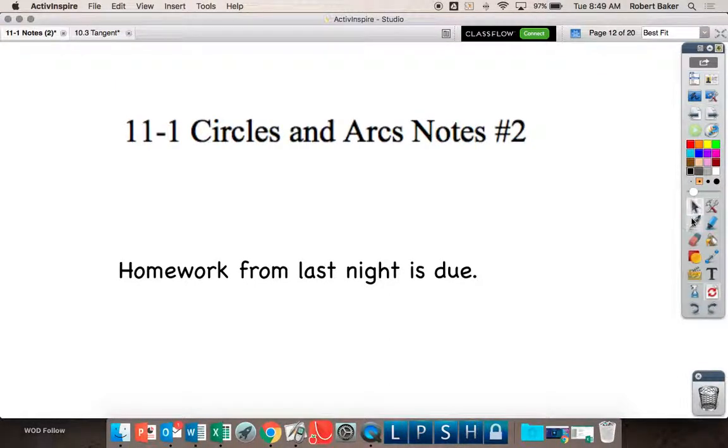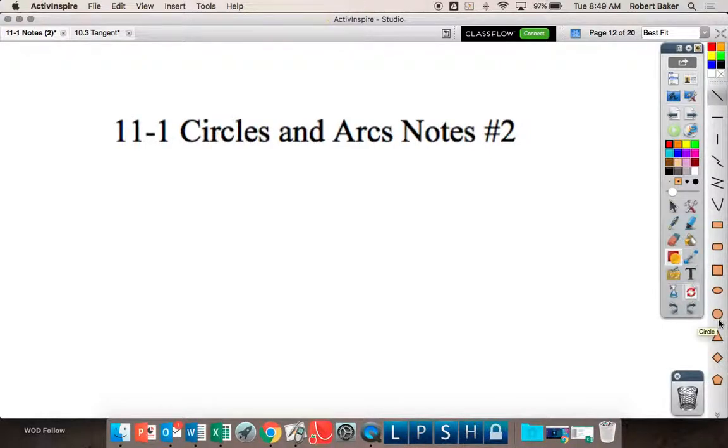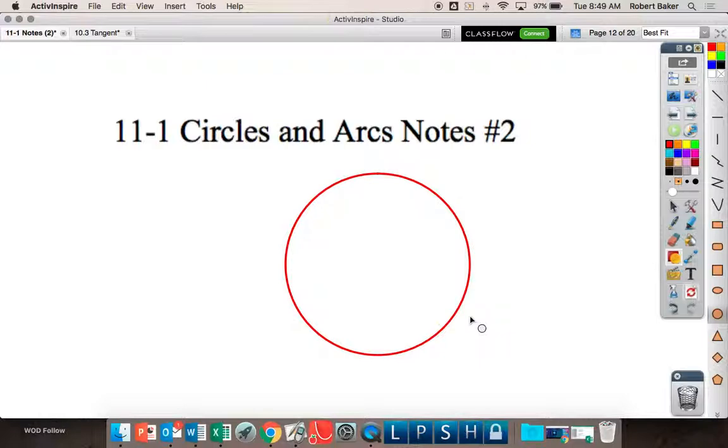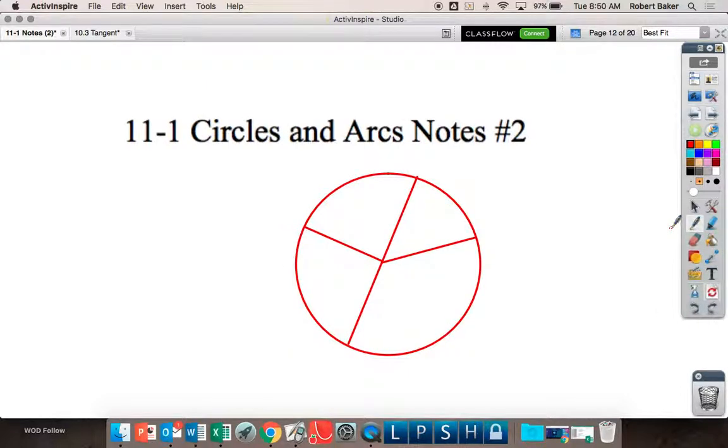Alright, so let's try that again. I gave you guys a circle yesterday. I'll draw a better circle too. And we had some lines inside of that circle. And I told you this was 100 and this was 50, and you're trying to solve for x and y.